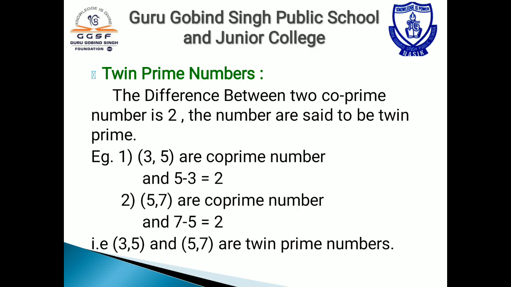If we take a second example, 5 and 7 are co-prime numbers, and the difference between 5 and 7 is 2. Therefore 3, 5 and 5, 7 are twin prime numbers. So twin prime numbers are defined as two co-prime numbers whose difference is 2. Here the numbers should be co-prime and the difference of the numbers should be 2. Then and only then can we say that the numbers are twin primes.